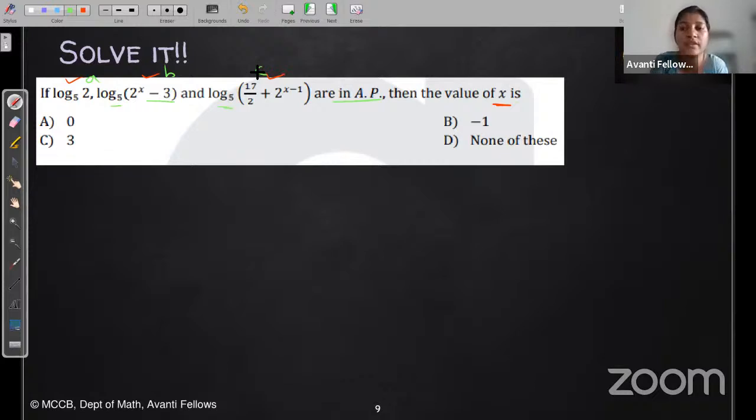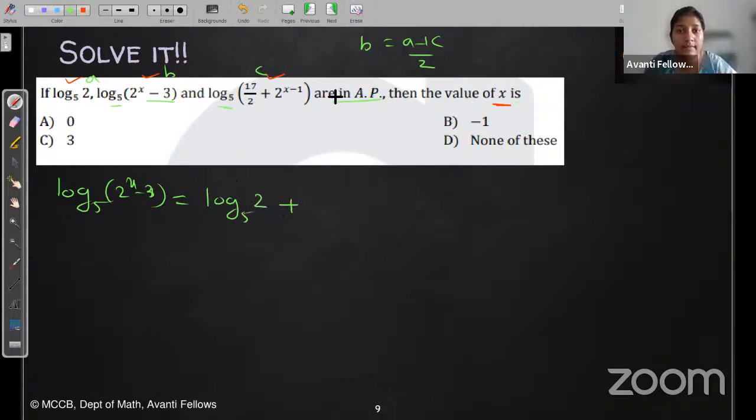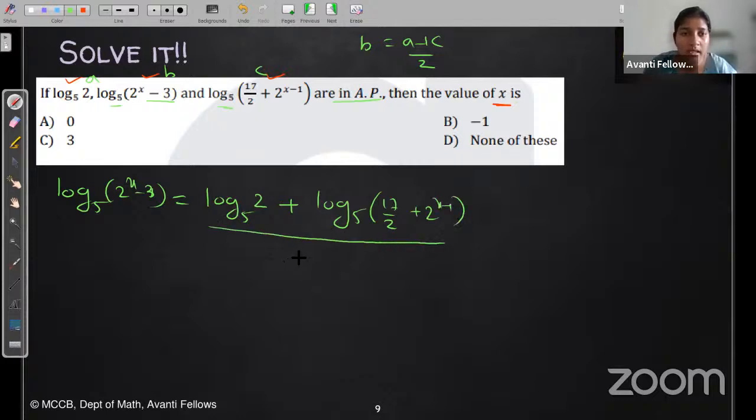Previously in the arithmetic mean definition, we discussed it, right? We can say if A, B, C are in AP, B is equal to A plus C divided by 2. Correct? So these are the 3 terms. So I can write B, which is the middle term here, that is log 2 raised to x minus 3 to the base 5, is equal to log 2 to the base 5 plus, see that last term, log 17 by 2 plus 2 raised to x minus 1 to the base 5, whole divided by 2. Isn't it? Can I write like this?